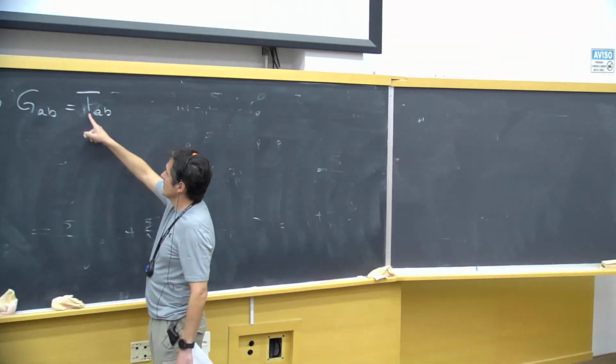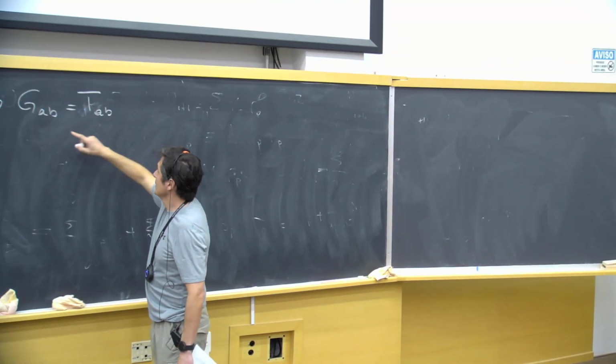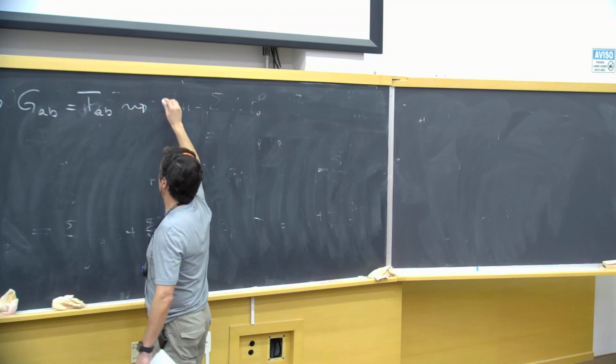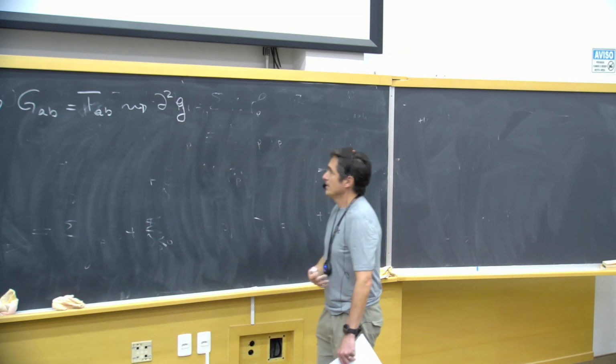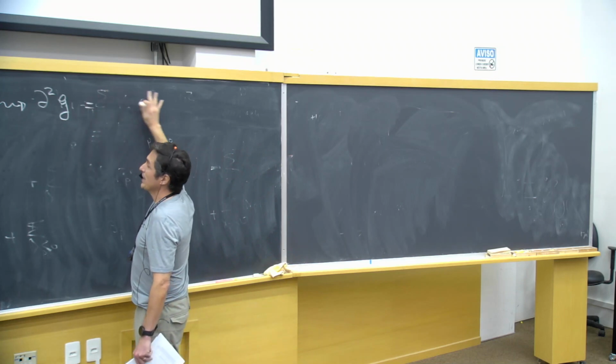But let me complete the aside. When we ask what are the equations of motion that are determined by this, well, roughly, what do we have in here? We have second derivatives of the metric. So I'm just being very schematic here. We have second derivatives of the metric, and in the right-hand side, we have something.